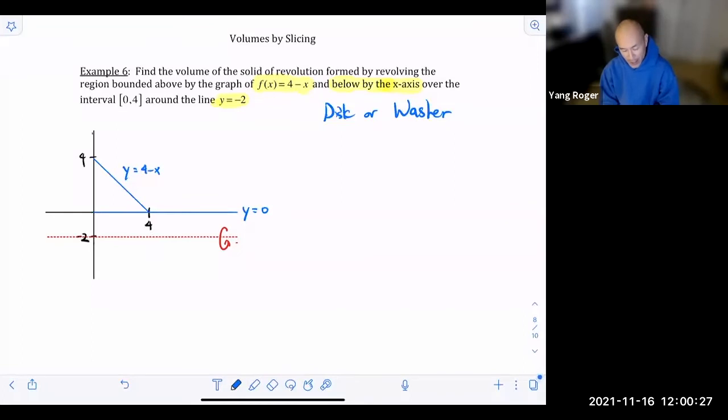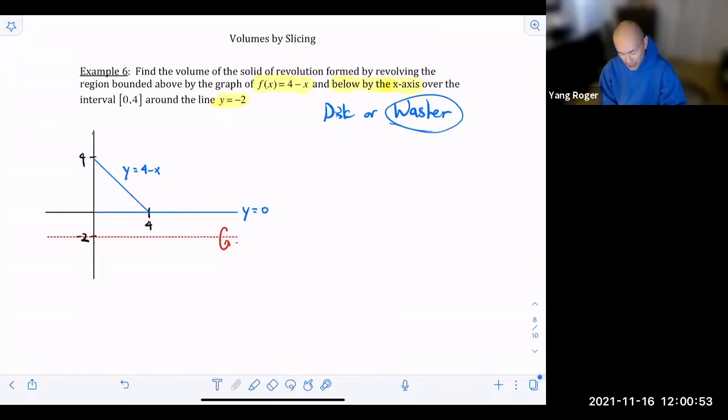I feel like this should be a washer. And the reason why is because it's bounded from above by this and below by the x-axis. We're going around the line y equal to -2. So when we revolve this triangle around, you're going to have this giant hole in the middle here. So actually, this one's going to be a washer.